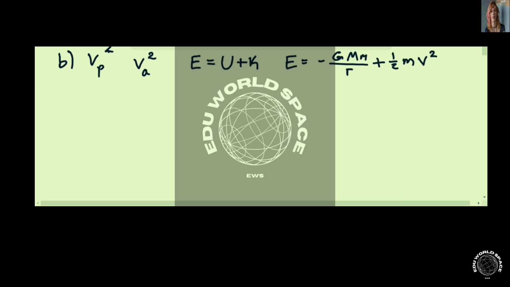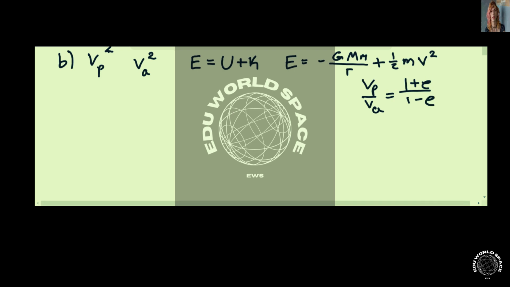Because the total energy is conserved, we can set those two equal to each other at perihelion and aphelion in order to derive this equation that we're looking for, Vp squared and Va squared. Along the way, we're also going to need the results from our previous problem, which is the ratio Vp over Va is equal to 1 plus e over 1 minus e.